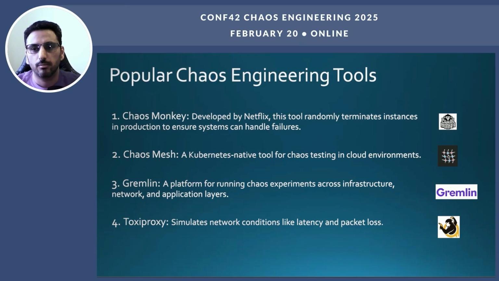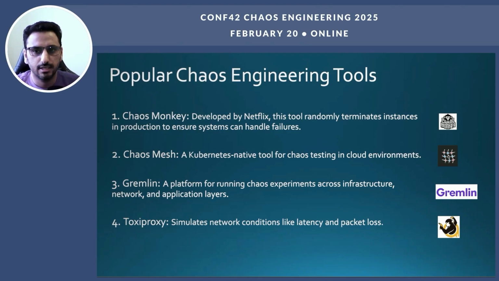Let's look at the popular chaos engineering tools. The very first and the most famous is Chaos Monkey. Chaos Monkey was developed by Netflix, and what this tool does is randomly terminate instances in production, just to make sure that if, for example, one service is killed, we see what happens to the other dependencies and how the system behaves overall.